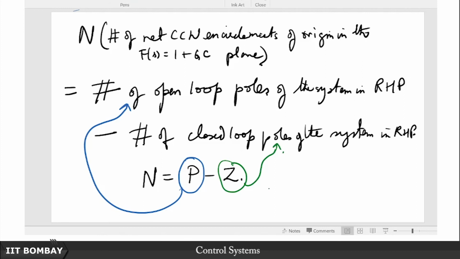So for stability, you want Z to be 0. Therefore, you want N equal to P. That is it. You just check whether N is equal to P, and if N is equal to P, then you have stability as you desire. So if you have no open loop poles in the RHP, that is if the open loop system is stable, you do not want any encirclement of the origin, and that is mostly what people think.